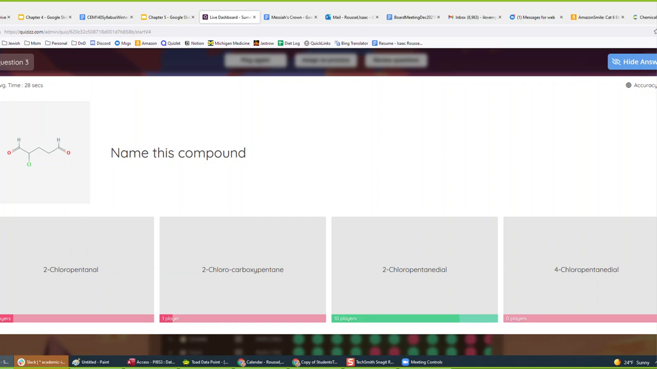Name this compound. Question number 3. Most of you got it right. It's a dial because you've got an aldehyde group on this end and an aldehyde group on that end. And then you can number from either direction. So you're going to number closest to get you the lowest number. That gives you 2-chloropentanedial. Remember, the di is for the 2 aldehydes.